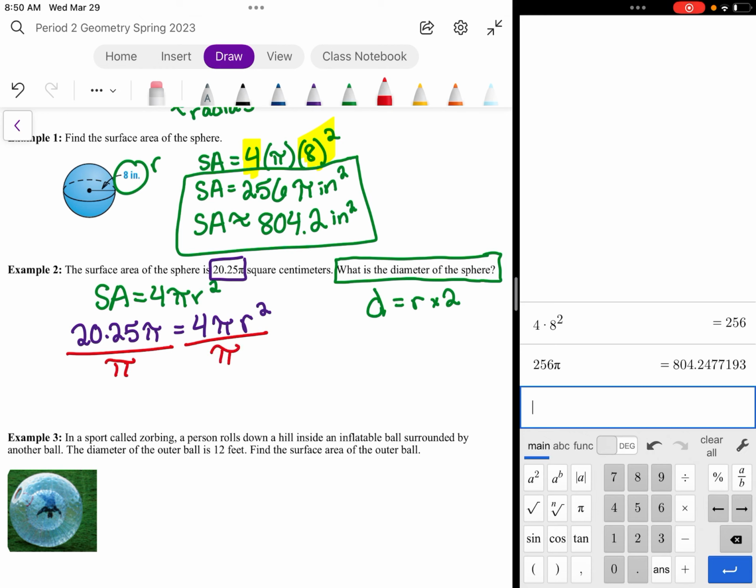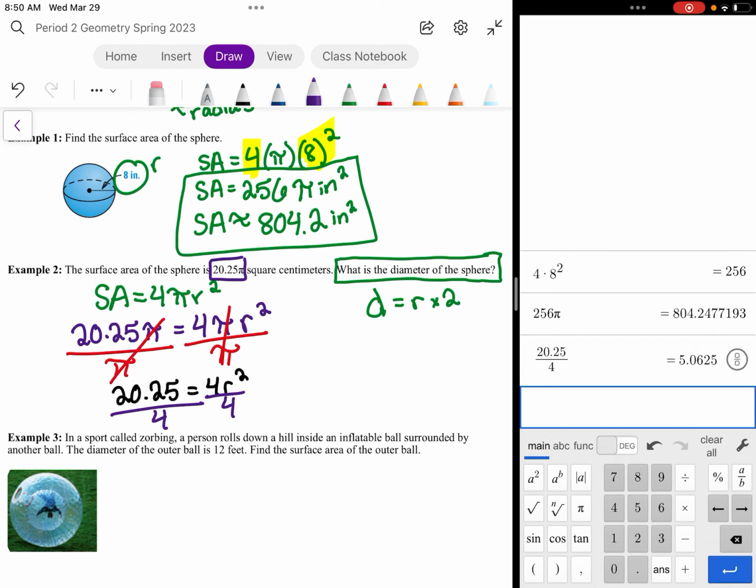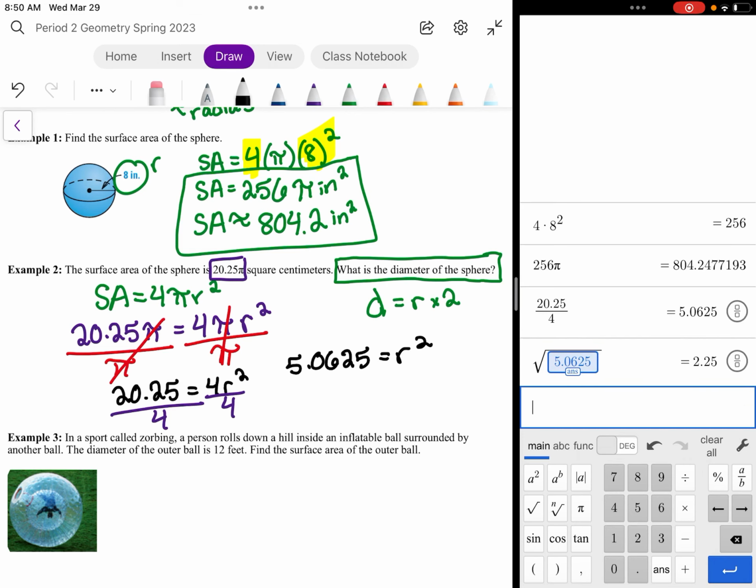If you notice, there's pi on both sides of the equation, so we can start by dividing both sides by pi to get rid of that. Then we'll have 20.25 equals 4r squared. And then we want to get rid of the 4, so we'll divide both sides by 4. And when we type that in, we're going to get 5.0625 equals r squared. And we don't want to round this again because it's not our final answer, so we're going to leave it like that. And then we're going to take the square root of our answer, and that will give us 2.25 is equal to r.